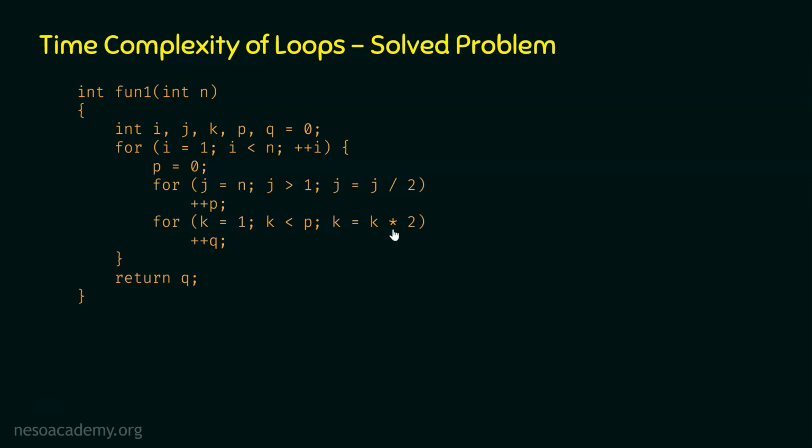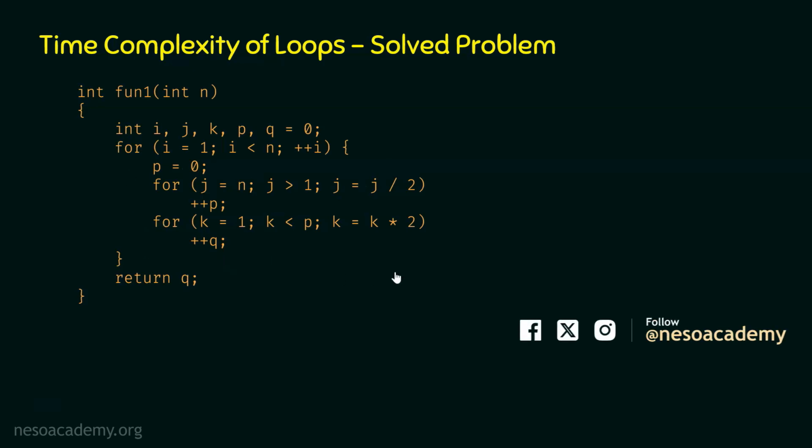Also, we can observe in this for loop, q is incremented by 1. Just like p, the value of q is same as the number of iterations of this for loop. So we need to know the number of iterations of this for loop in order to find the value of q. And we are interested in finding the value of q because this will be the return value of this function fun1. So eventually we need to know the number of iterations of these two for loops to find the value of q.